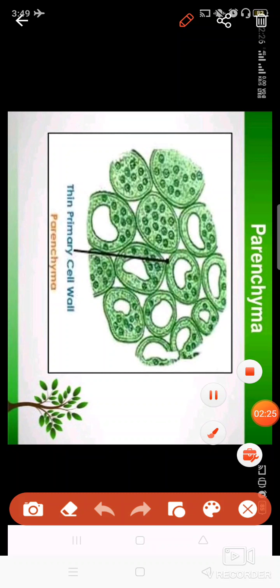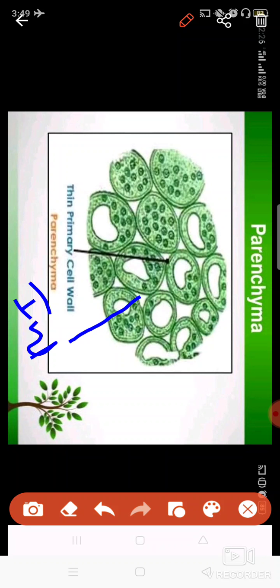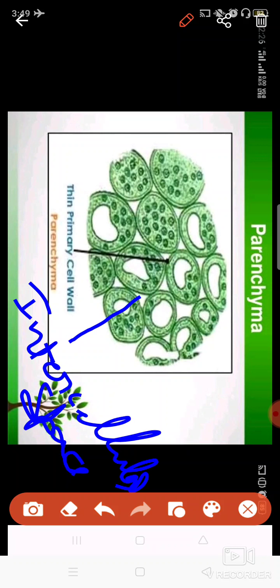Parenchyma tissue, as you can see in this diagram, has some air spaces, some intercellular spaces. These spaces mean the cells are not joined completely. These spaces are known as intercellular spaces.